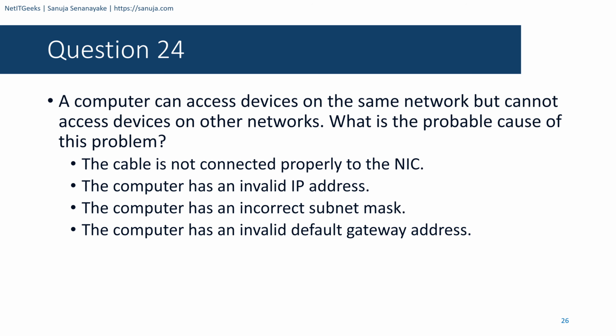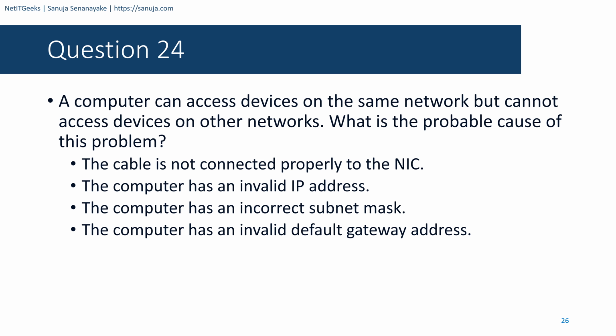Question number 24. A computer can access devices on the same network but cannot access devices on other networks. This is similar to questions I covered before. What is the probable cause of the problem here? The answers include: the cable is not connected properly to the NIC, network interface card; the computer has an invalid IP address; the computer has an incorrect subnet mask; the computer has an invalid default gateway address.